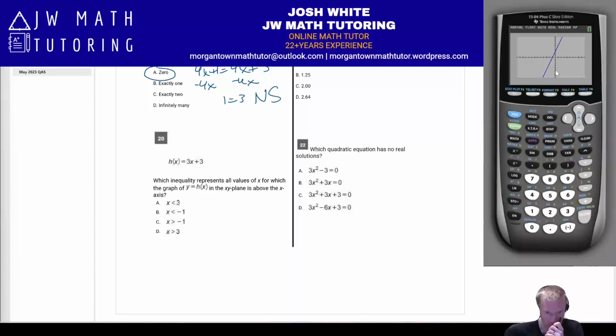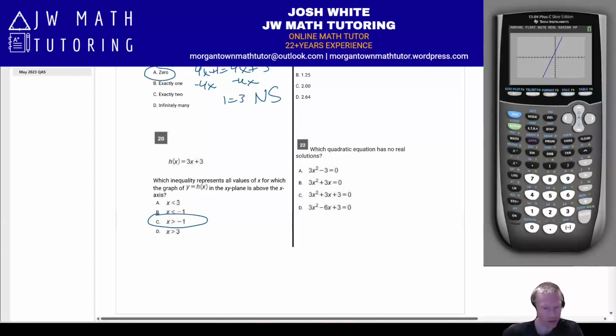Okay, so we want the values of x for which the graph is above the x-axis. So if you notice here, right around -1 is where the x-intercept is. So everything to the right of that is above the x-axis, i.e. y value is greater than 0. So the answer is just going to be x is greater than -1, letter C. So again, method 1, go ahead and graph it on the calculator.